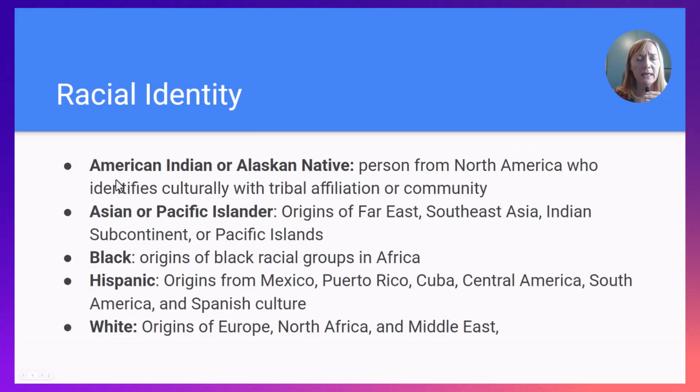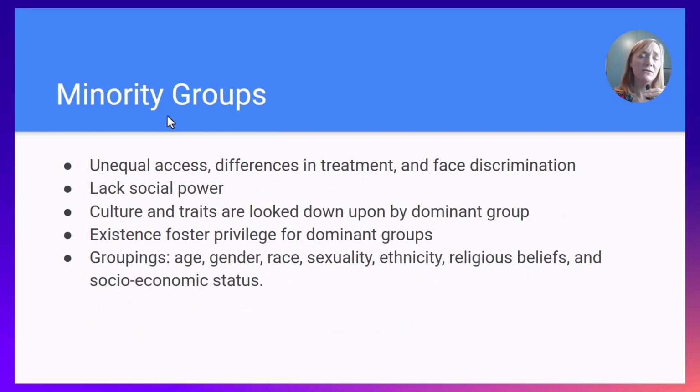All right, moving forward a little bit, I want to talk to you about racial identity. There are different racial identities. The first one is American Indian Alaska Native. That's a person from North America who identifies culturally with tribal affiliation or community. We have Asian or Pacific Islander, the origins of Far East, Southeast Asia, Indian subcontinent, or Pacific Islands. We have Blacks, who have origins in Black racial groups in Africa. Hispanics are origins from Mexico, Puerto Rico, Cuba, Central America, South America, and Spanish culture. And then we have white, origins from Europe, North Africa, and Middle East. All right, just kind of for you to know.